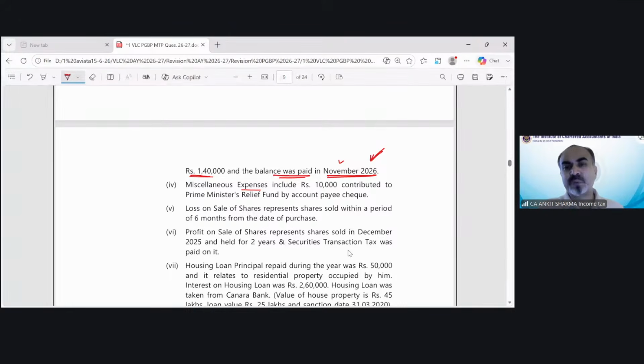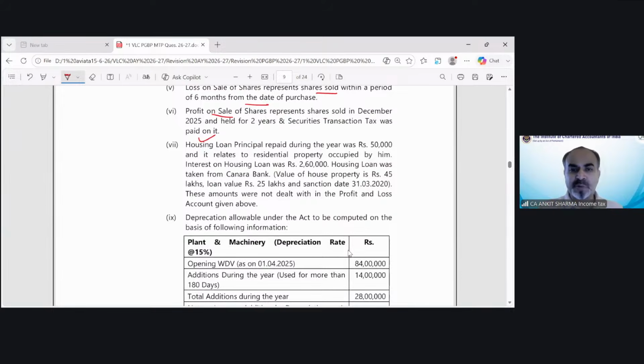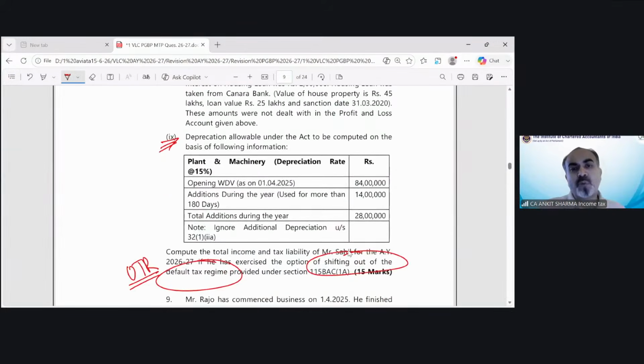Miscellaneous expense include rupees 10,000 contribution to Prime Minister Relief Fund. For this, you can claim a deduction under section 80G, but you cannot claim this as an expense of business. So this is going to be disallowed again. Loss on sale of share represents shares sold within a period of 6 months. So that is for short-term capital gain, nothing to do with PGBP. Profit on sale of share again, part of capital gain. Housing loan repaid is part of house property provision. We are concerned with depreciation calculation. It says opening WDV on 1st April 25 is 84 lakh.